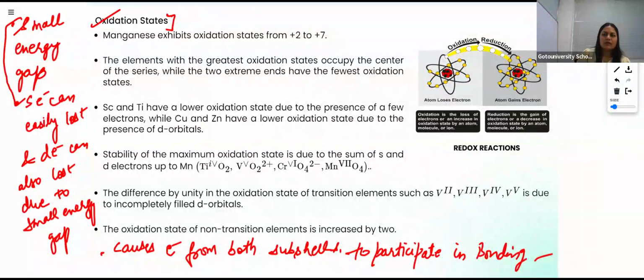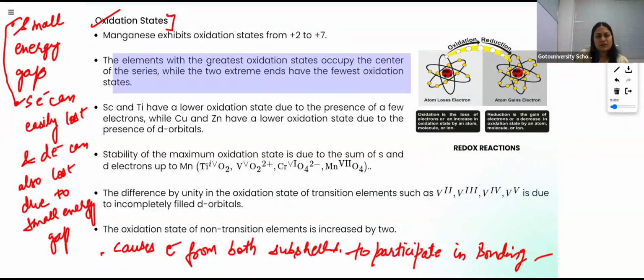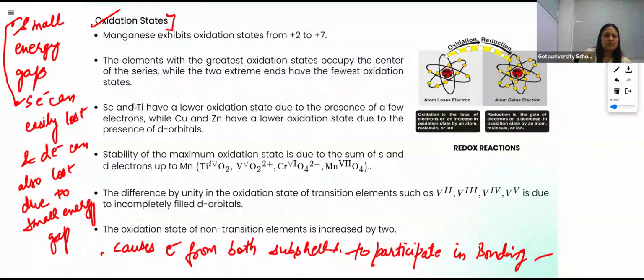All right. Now, if we read the concept here, the elements with great oxidation states occupy the center of the series, while the two extreme ends have few oxidation states. If we talk about scandium and titanium, they have low oxidation states. Why? Due to the presence of few electrons. While copper and zinc also have low oxidation states because of the d orbitals. Copper and zinc, due to the presence of d orbitals and s orbitals, are the same thing, that there is a small energy gap between s and d orbitals.